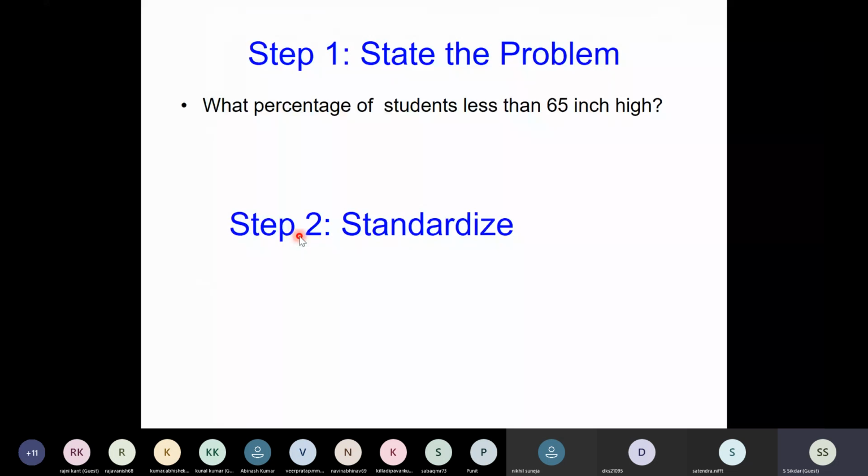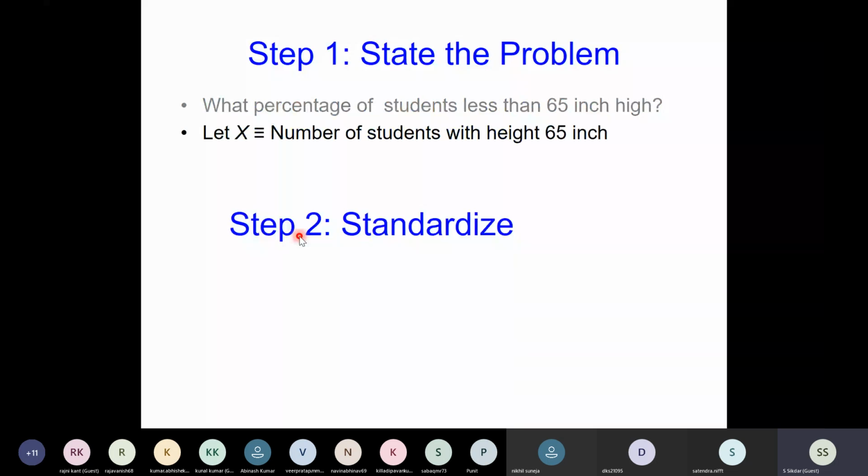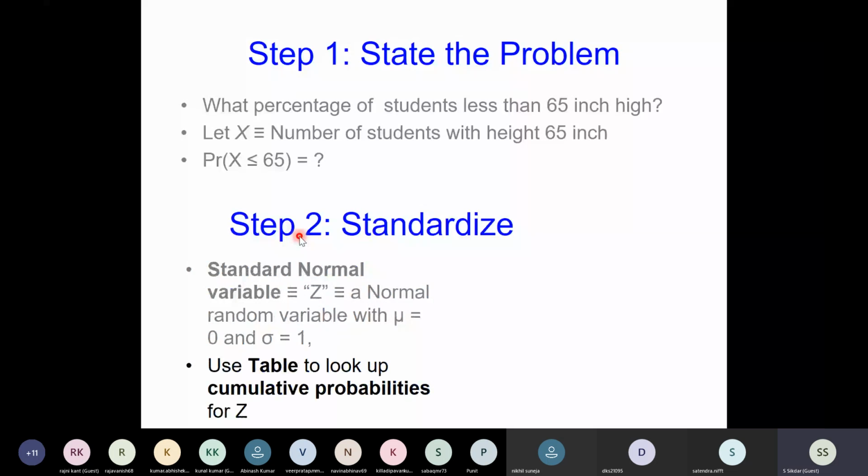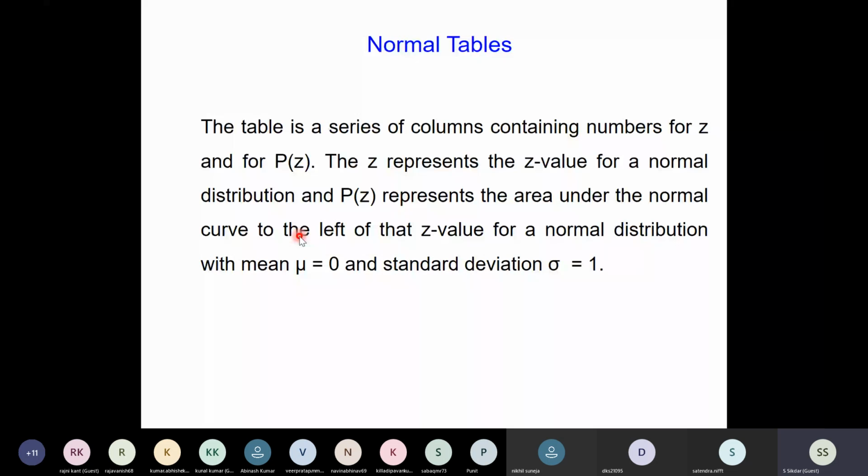If I want to see how many percentage of the students are less than 65, I have to say that X is equal to the height of students, 65 inches, then I have to check P of X less than 65 inches, like that. And I have to normalize to the Z value. Then I have to search in the table. Now, the table is a series of columns containing numbers for Z and P(Z). The Z represents the Z value for a normal distribution, and P(Z) represents the area under the normal curve.